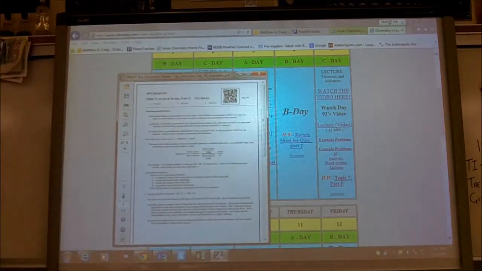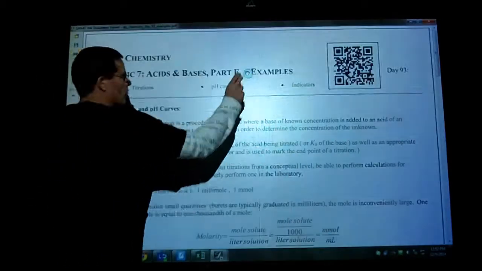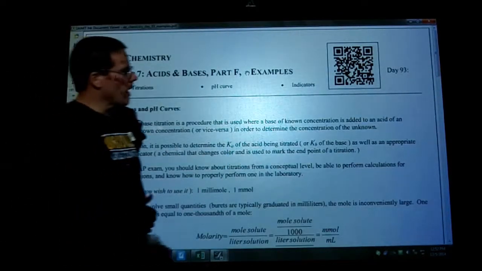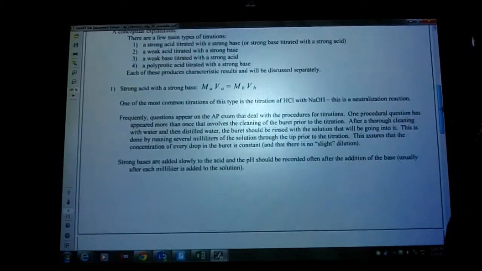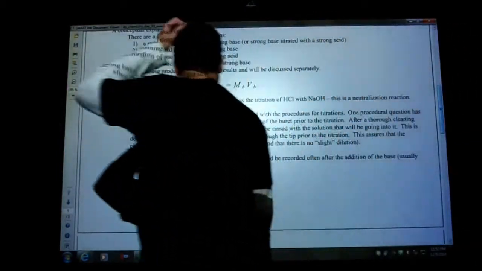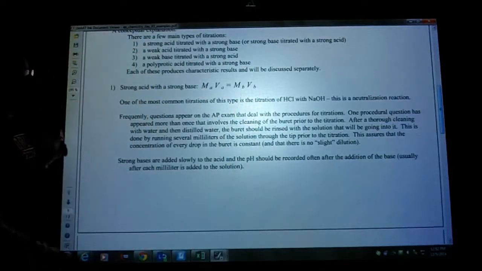All right, let me talk about this real quick. And it's good that we're doing it now, and not after the lab, so you can actually pay attention while you're doing the lab. At the bottom of the first page it says, frequently questions appear on the AP exam that deal with the procedures of the titration or titrations. One procedural question has appeared more than once that involves the cleaning of the burette prior to the titration.